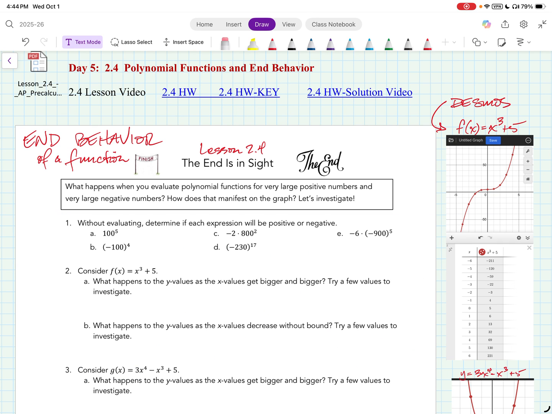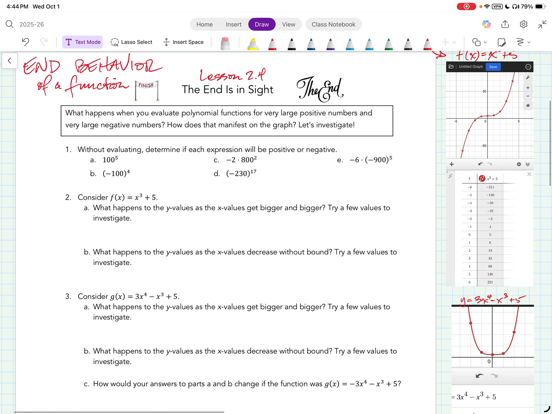Mr. Ainsworth here, and we're going to get into a lesson on end behavior of a polynomial function. So let's get started. It's called the end in sight. They always come up with some kind of puns for these lessons. Number one, without evaluating, determine if each expression will be positive or negative. This is called a sign analysis.